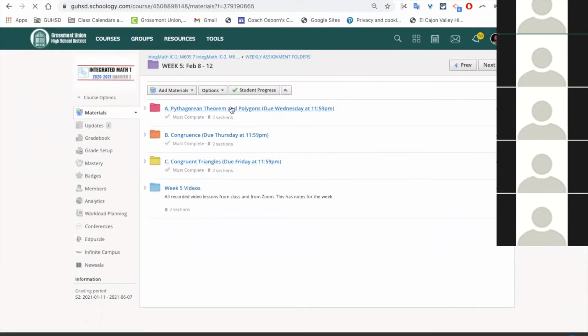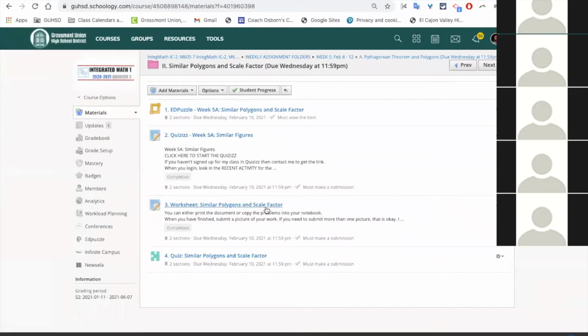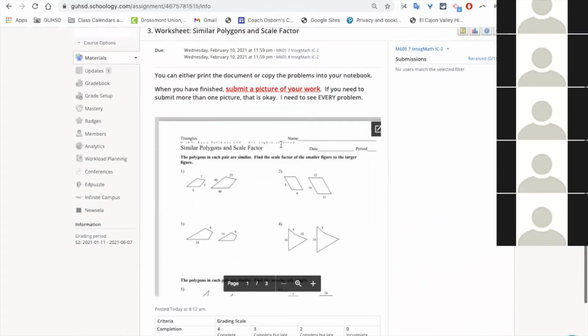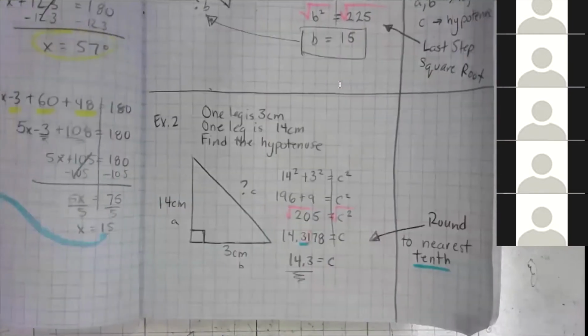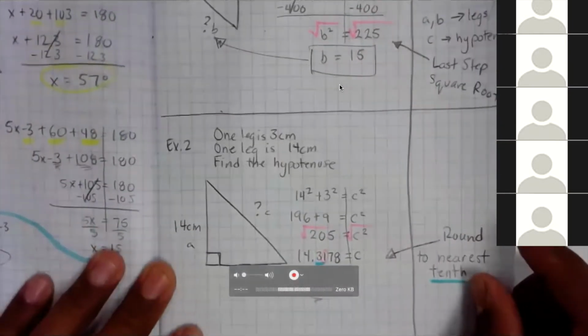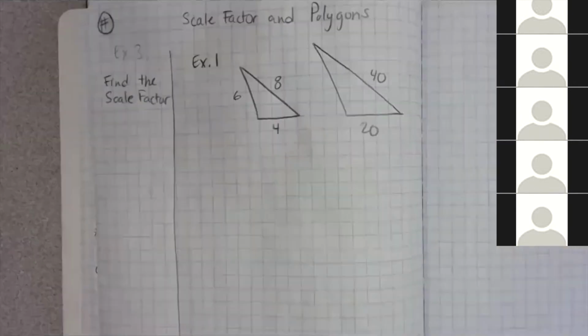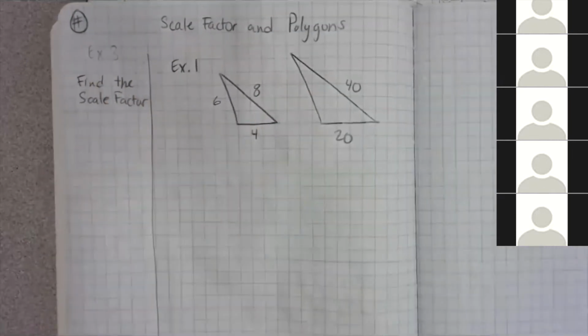Okay, so now for the second folder here, scale factor, polygons. And I'm going to focus mainly on the worksheet and what's expected in there. And kind of how to go about that. Now, we already worked on scale factor last week, so you kind of learned initially how to do that. So we're going to use that same idea with these problems, okay? So I'm going to go ahead and I'll leave that there for a second. Copy that down. So here's a new problem.